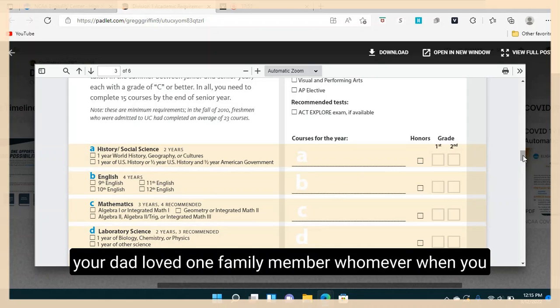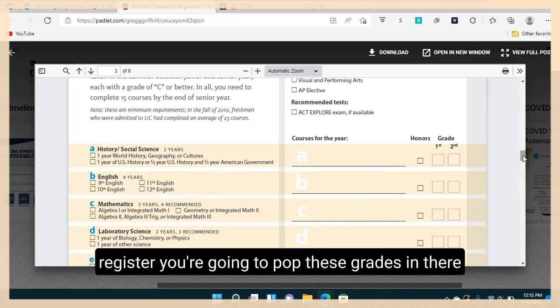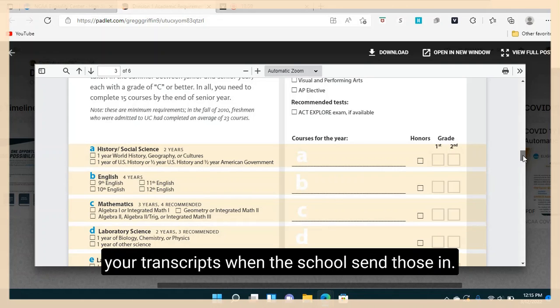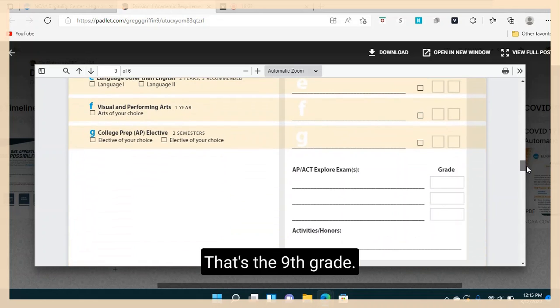Your mom, your dad, loved one, family member, whomever. When you register, you're going to pop these grades in there. And those grades are going to be confirmed by your transcripts when the school sends those in. So we're good. That's the 9th grade.